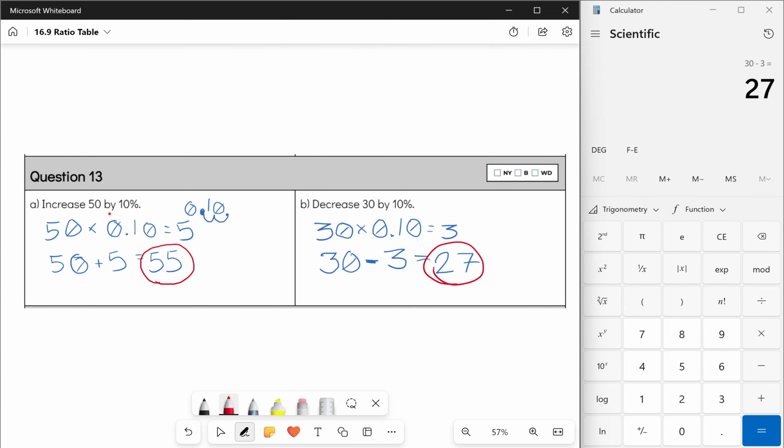So increase 50 by 10% of itself. Well, 50 plus 10% of 50, which is 5, gave us 55. And here decrease 30 by 10%. 30, our base number, minus 10% of itself, which we found was 3. 30 minus 3 equals 27. So that's how we ended up with those two numbers.